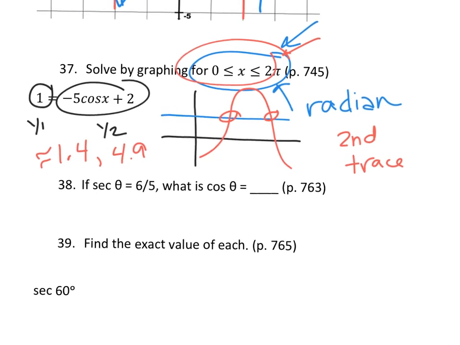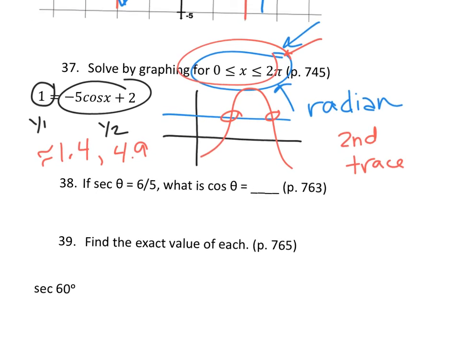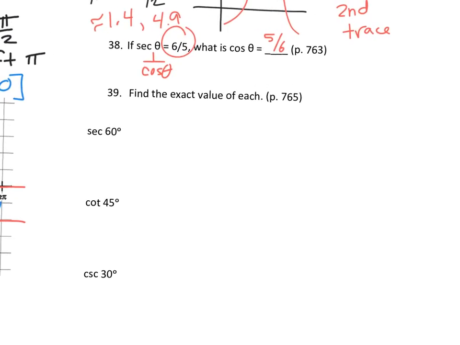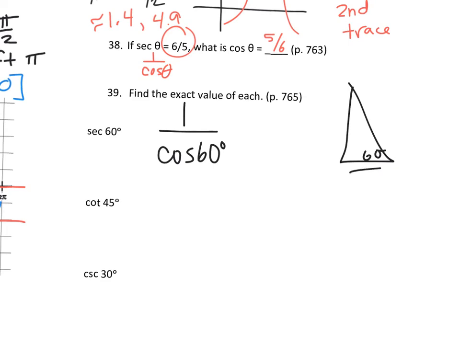Number 38, if the secant of theta is 6/5, what's the cosine of theta? So remember, secant is the reciprocal of cosine. So the reciprocal of 6/5 is 5/6. Find the exact value of each of these. So secant of 60, I'm going to do the reciprocal: 1 over the cosine of 60. So cosine of 60 in a right triangle, the cosine is going to be the adjacent, so the short side is going to be 1/2. So 1 divided by 1/2 is 2.